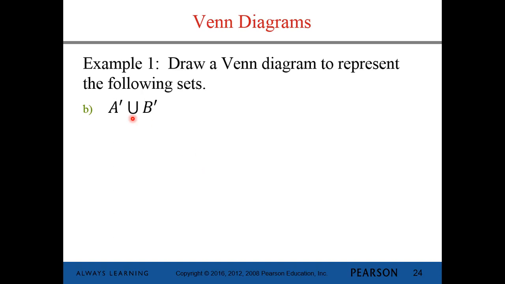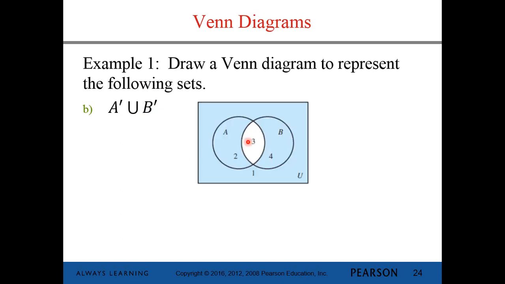Now, what about this one? It says the union of not A and not B. So this means not A or not B. So we want everything that's not in A or not in B or both. So we want the union of these two sets. Everything outside of A and everything outside of B we're going to put together and get rid of the duplicates. Notice that we got everything except the intersection.